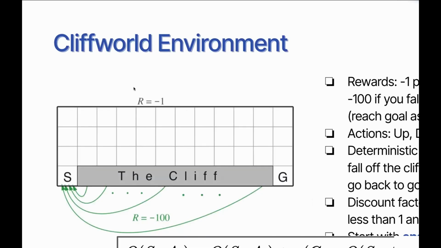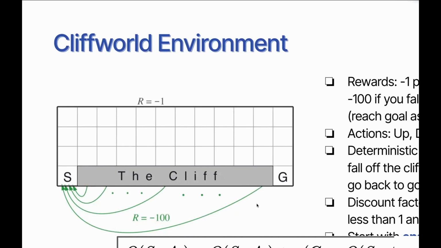It's called Cliff World. You have this grid here. There's a cliff here where if you land in the cliff, you get a reward of -100. Otherwise, you get a reward of -1 per time step. So the idea is you want to go from S to G as fast as possible without falling into the cliff, right? The actions are up, down, left and right. If you fall off the cliff, you immediately go back to the start. You're dead basically. But the transitions are deterministic, no randomness. There's some discount factor, whatever, less than 1, greater than 0.